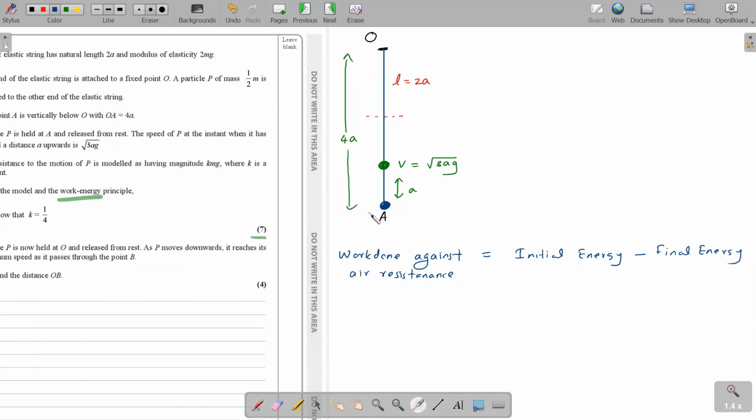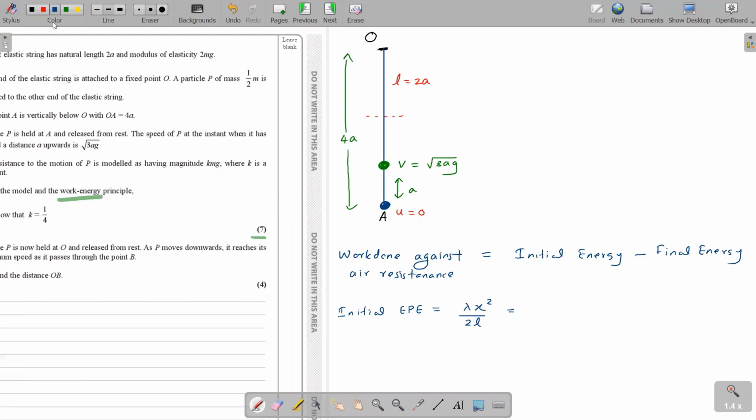So at point A, what are the energies that we have? They say the particle is released from rest. There's no kinetic energy, and you can see the elastic string has been stretched, which means at A we have elastic potential energy. So let's find the initial elastic potential energy. I will find these separately because it's easier. The equation is lambda x square over 2L.